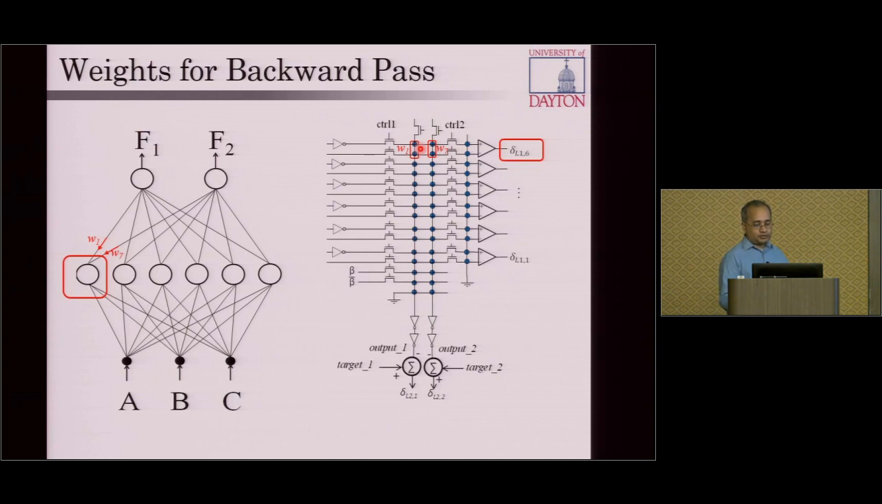The outputs of this, the error values produced over here, are actually binary values. So we're only producing ones and zeros. And these binary values are then passed on to the next layer across the routing network. So we're passing only binary values.